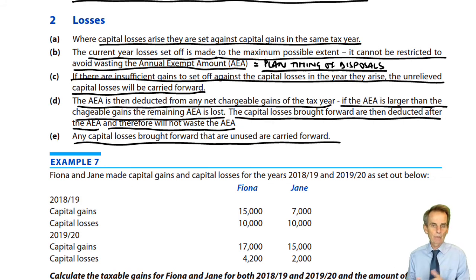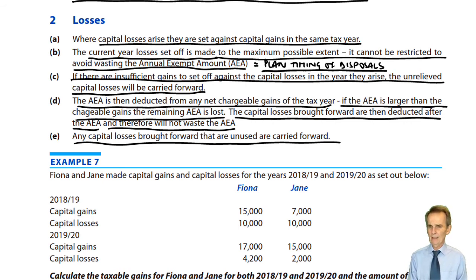Of course, what you could have had is 2 gains. We've got a gain of £10,000. We've got another gain of £11,000. In which case, if we have both of those gains in this tax year, 10,000 and 11,000 would take you to 21. You've got a 12,000 AEA, you end up with a taxable gain.